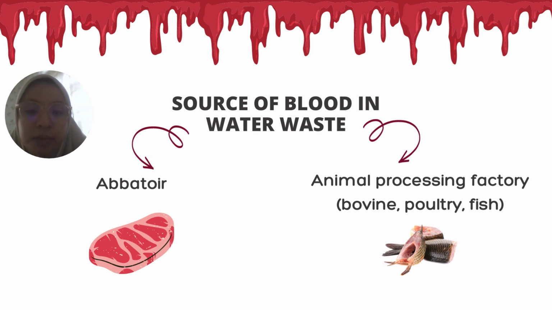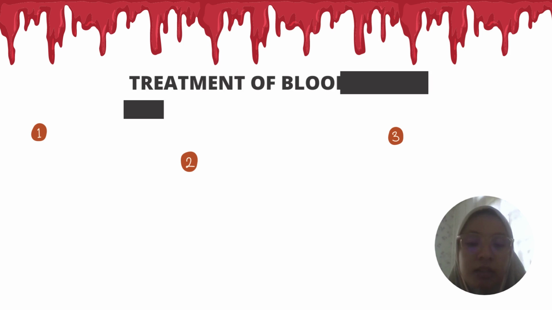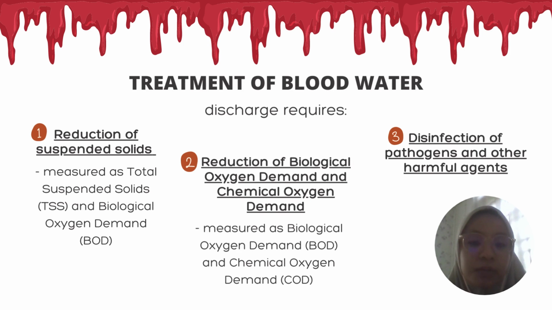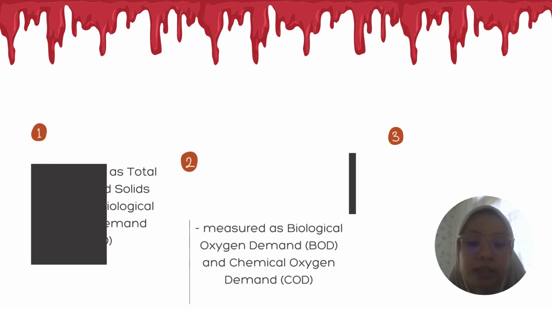Firstly, the sources of blood in wastewater are abattoirs and animal processing factories, such as bovine, poultry, and fish. So here is the treatment of water contaminated with blood. The discharge requires a reduction of suspended solids, measured as total suspended solids. Next, reduction of biological oxygen demand and chemical oxygen demand. And lastly, disinfection of pathogens and other harmful agents.